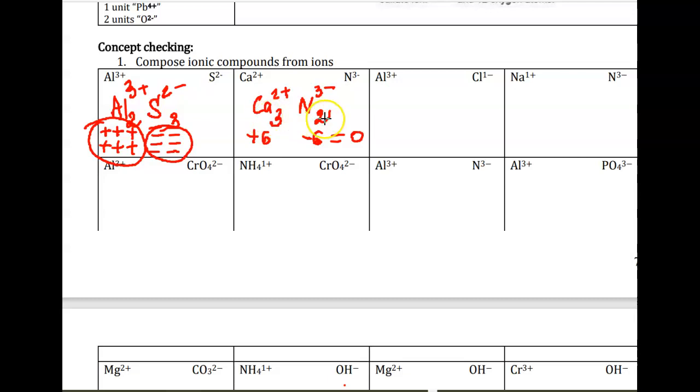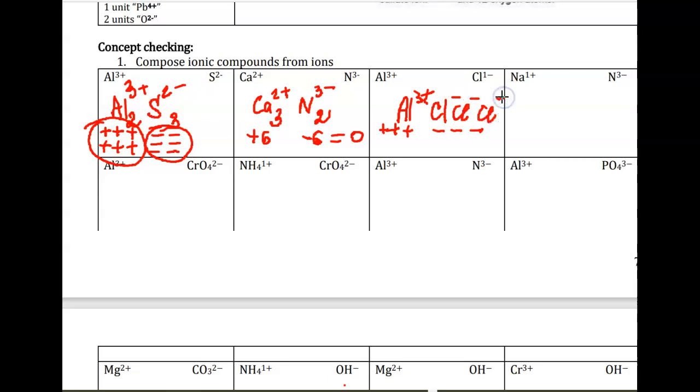So this ionic compound is neutral. Aluminum chloride: aluminum 3 plus, chloride 1 minus. It's easy. For aluminum it's 1, 2, 3, but for chloride it's only 1 minus, and you need to have an equal amount of negative charges and positive charges. That means that you need to add 2 more chloride.